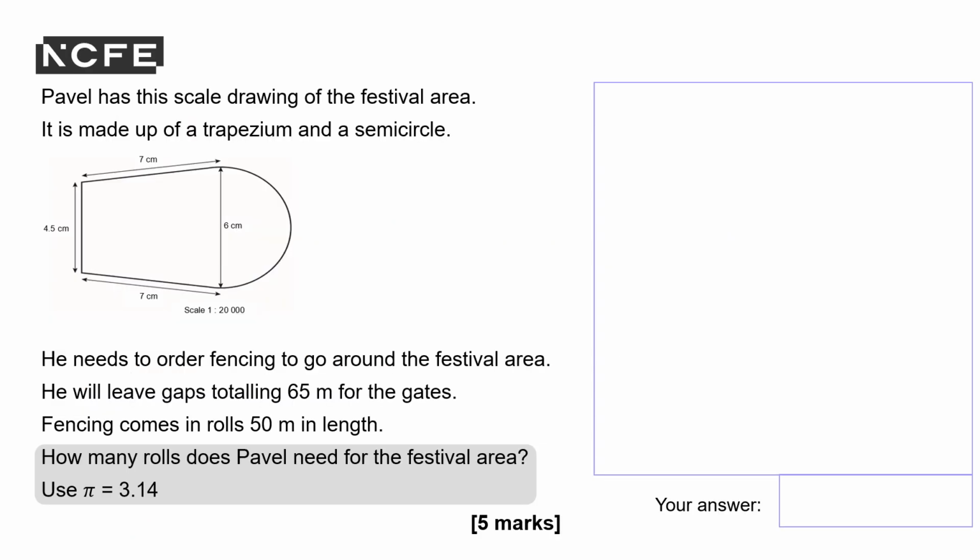Here is a different question. So we'll take a look at this. We'll mark this one. So Pavel has this scale drawing of the festival area. It's made up of a trapezium and a semicircle.